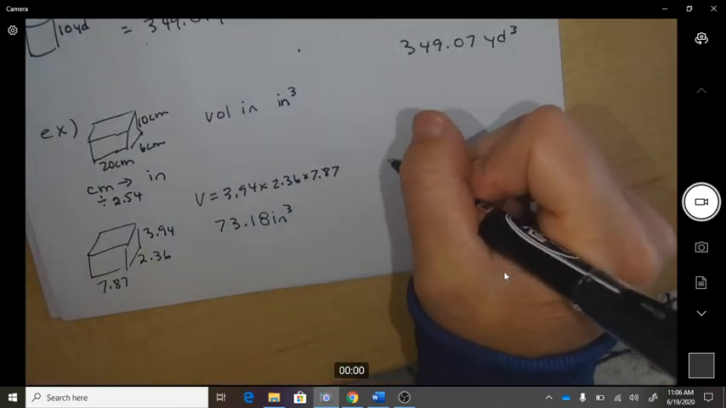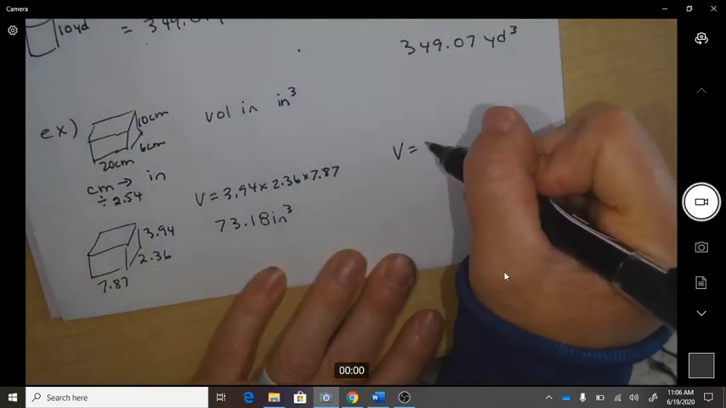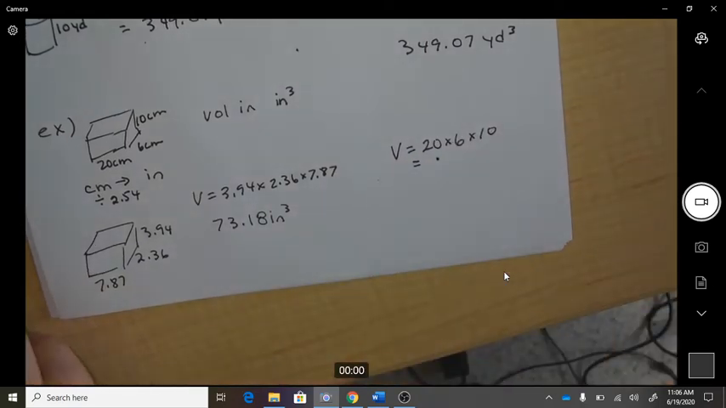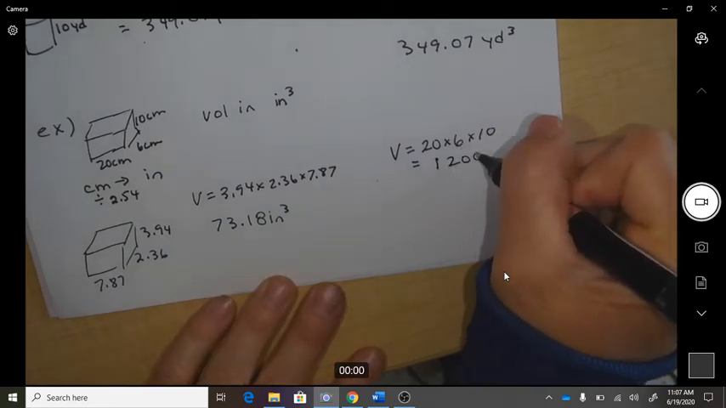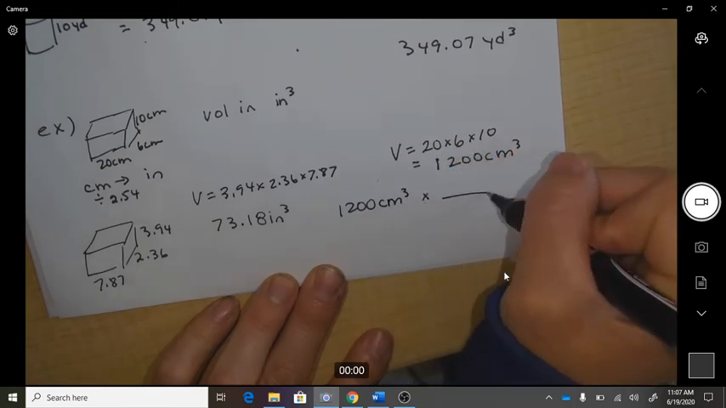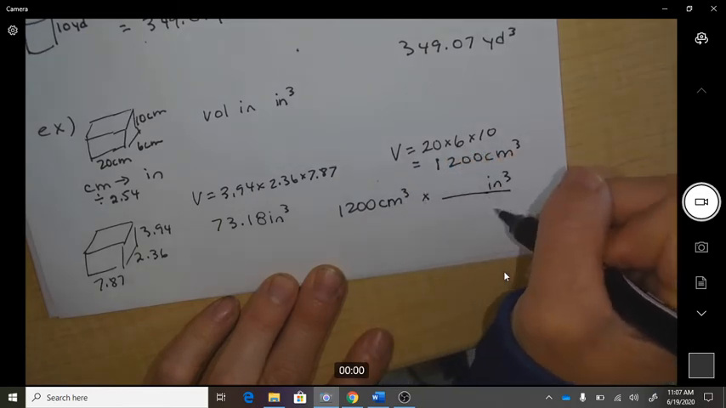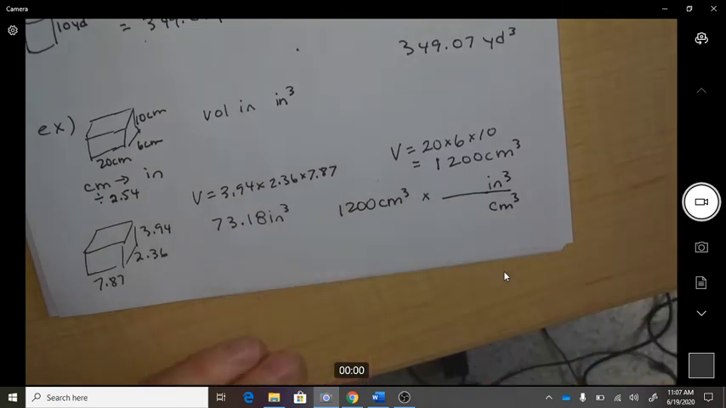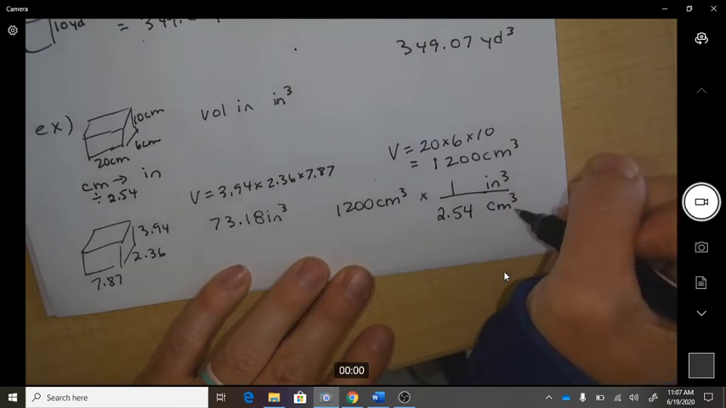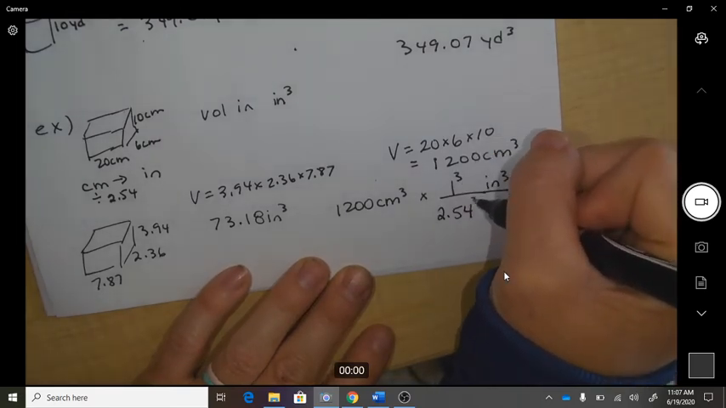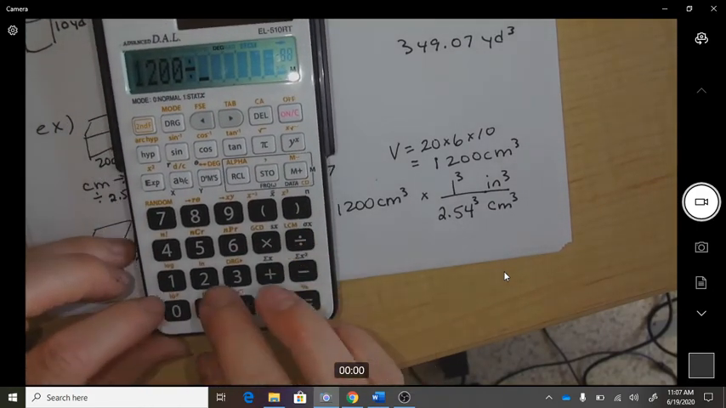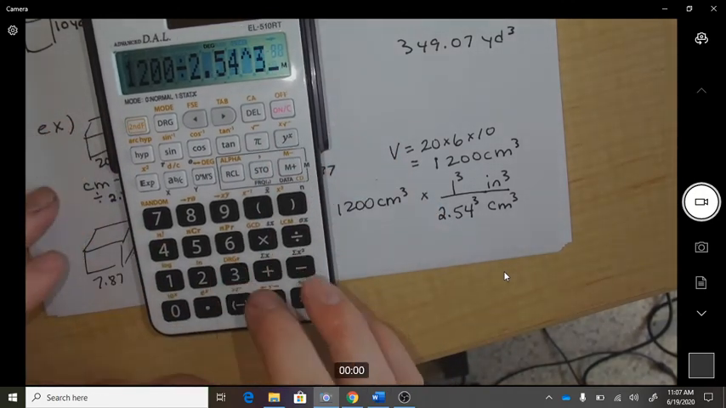Okay, method 2, so we're going to find the volume. Okay, so that is 1,200 centimeters cubed. So remember that my goal is to get into inches cubed and to get out of centimeters cubed. So 1 inch is 2.54 centimeters. But since I'm cubing it, I gotta cube the numbers. So 1,200 divided by 2.54 cubed.